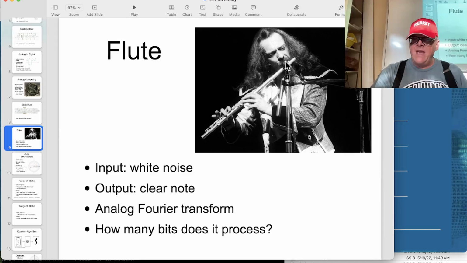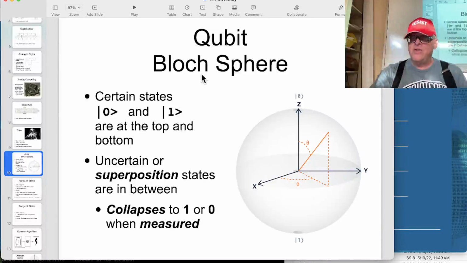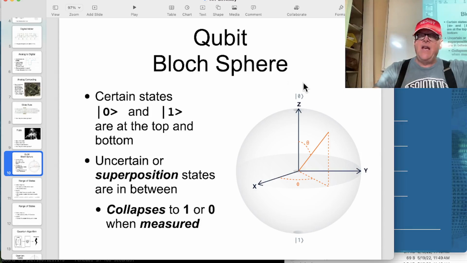This is a thing that does some kind of processing on input information to create output that you want, but it does not do it digitally. It does it in analog form. And that's what quantum computers do. In quantum computers, instead of having bits that are 0 or 1, you have qubits. And qubits live on what's called the Bloch sphere.